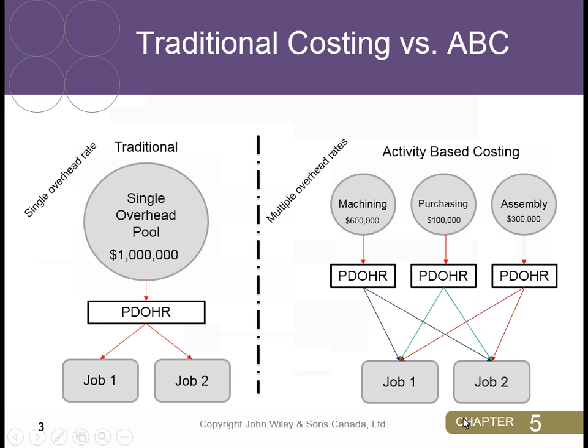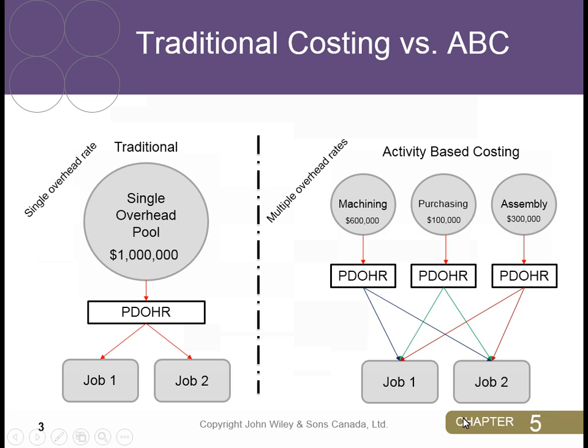If you look at the right side of the slide, this is activity-based costing. It takes the $1 million single overhead pool and breaks it down into the different activities you do. The total cost is still $1 million: $600,000 in the machining activity pool, $100,000 in the purchasing activity pool, and $300,000 in the assembly activity pool. We're still dealing with the same $1 million estimated overhead from the beginning of the year. What we're trying to do is break it down into the small activities that drive that overhead.